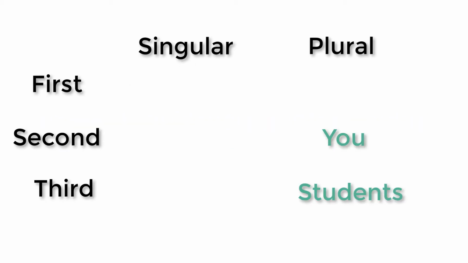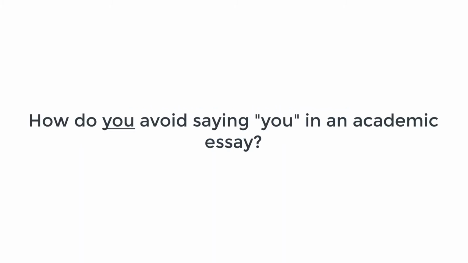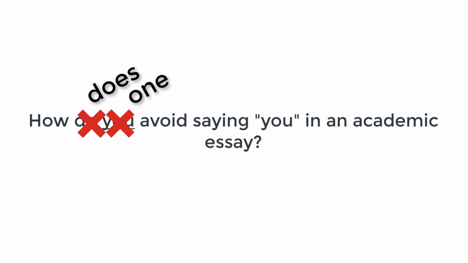Note that whereas you is second person, students is third person. So changing this word may also lead to a change in subject-verb agreement. We can also replace the you with the word one. How does one avoid saying you in an academic essay?